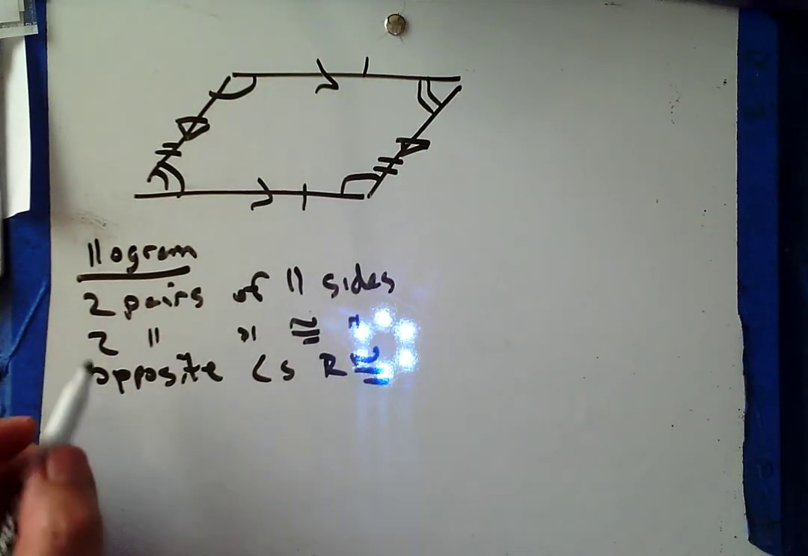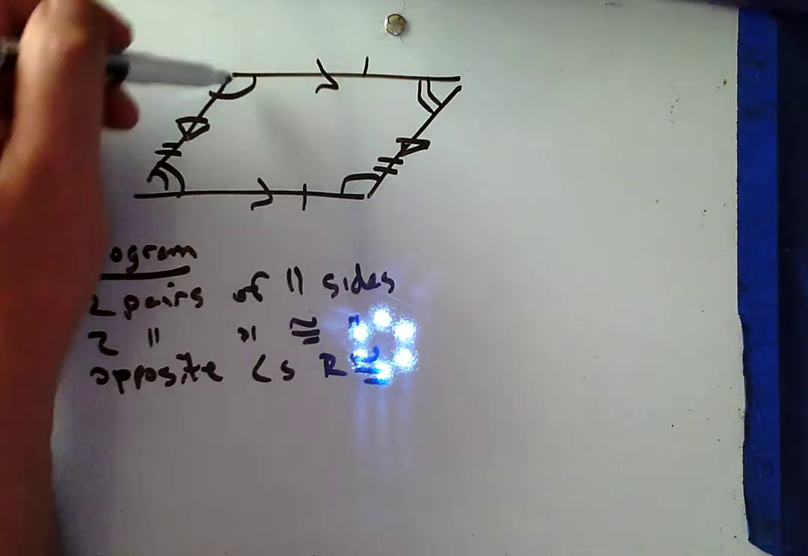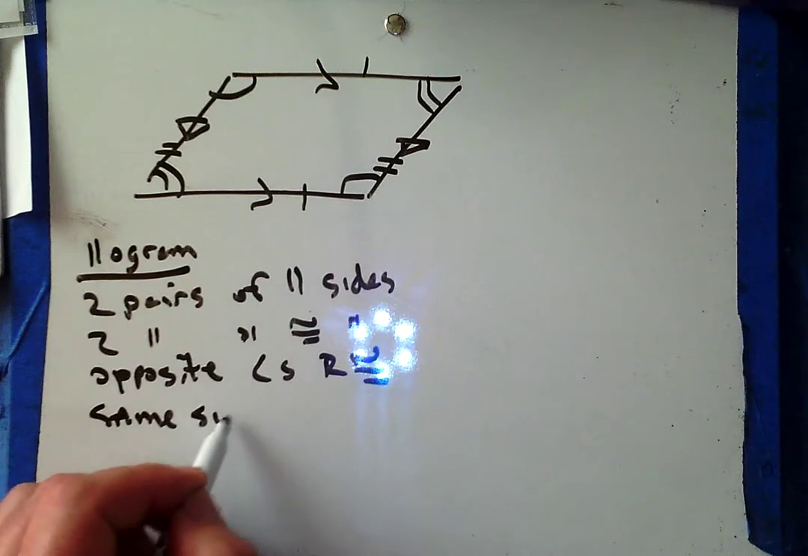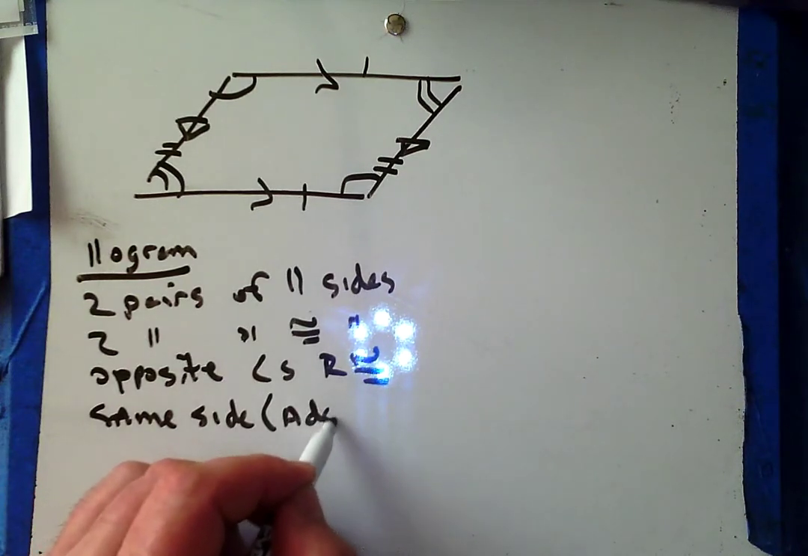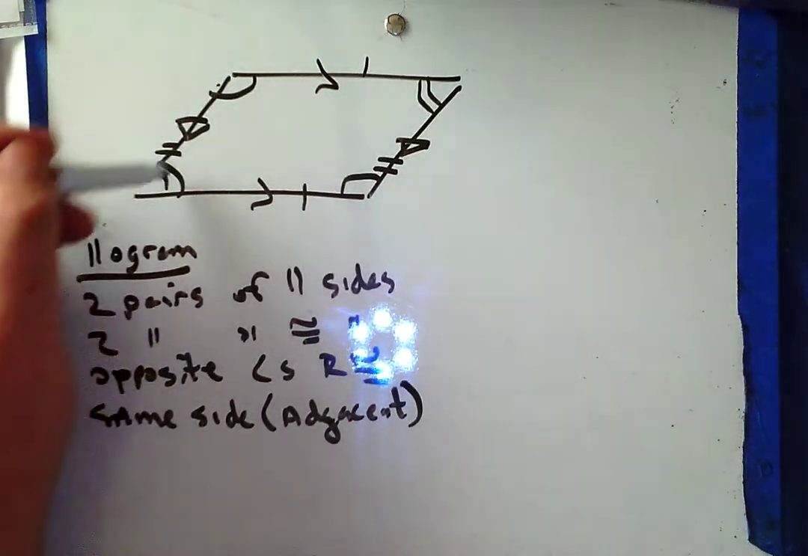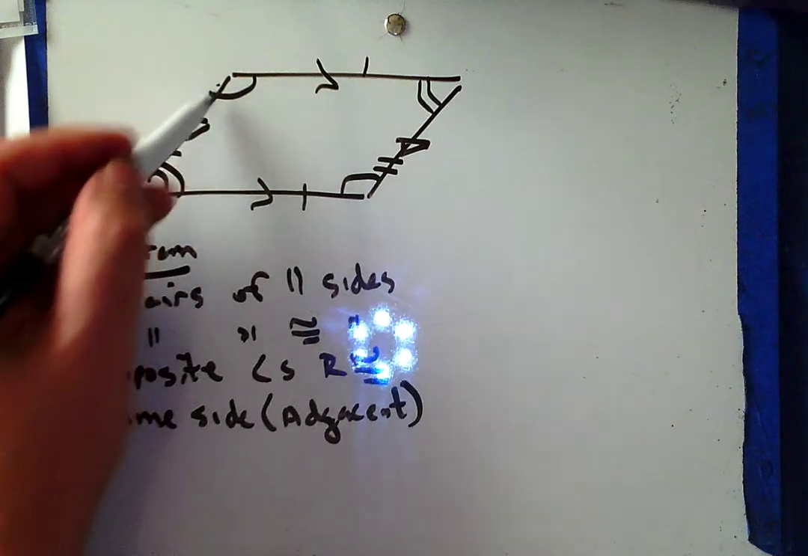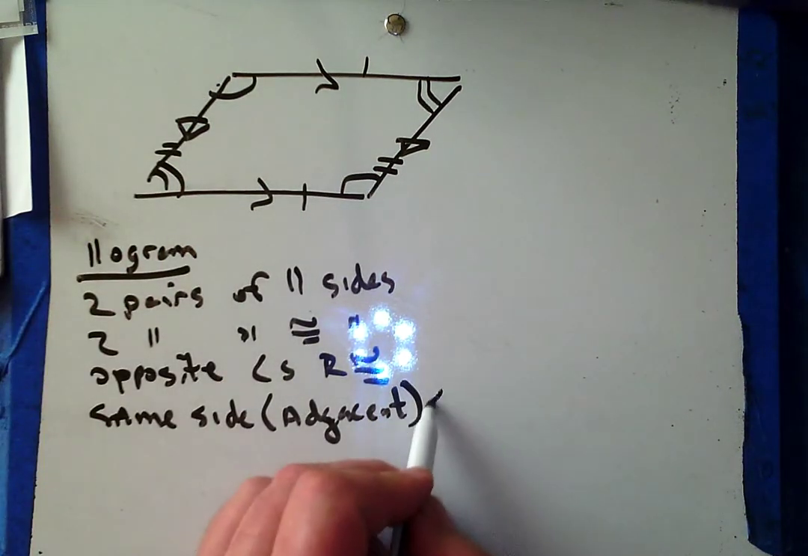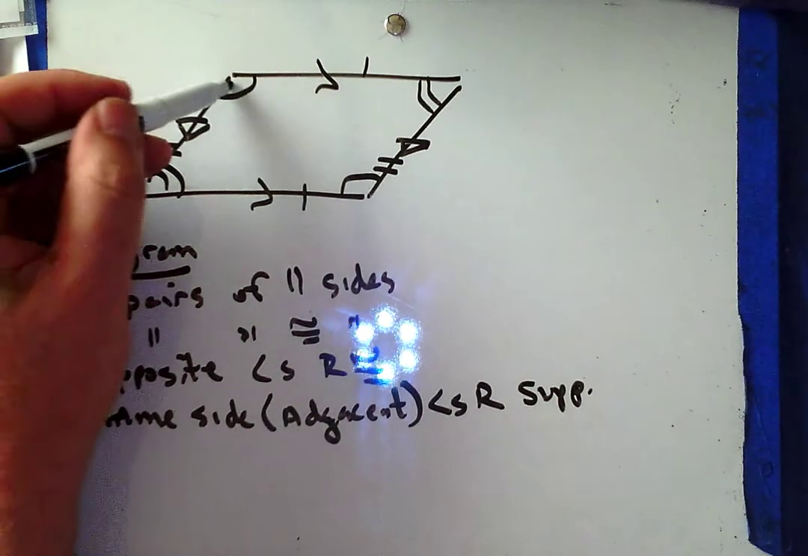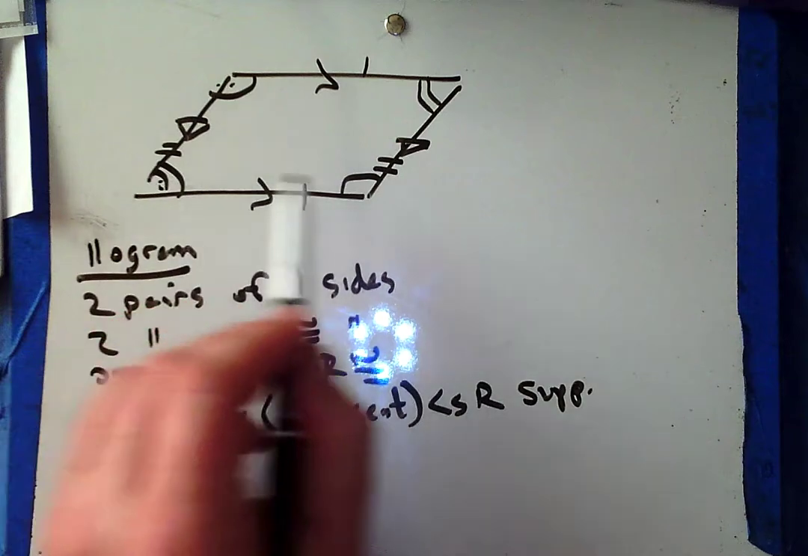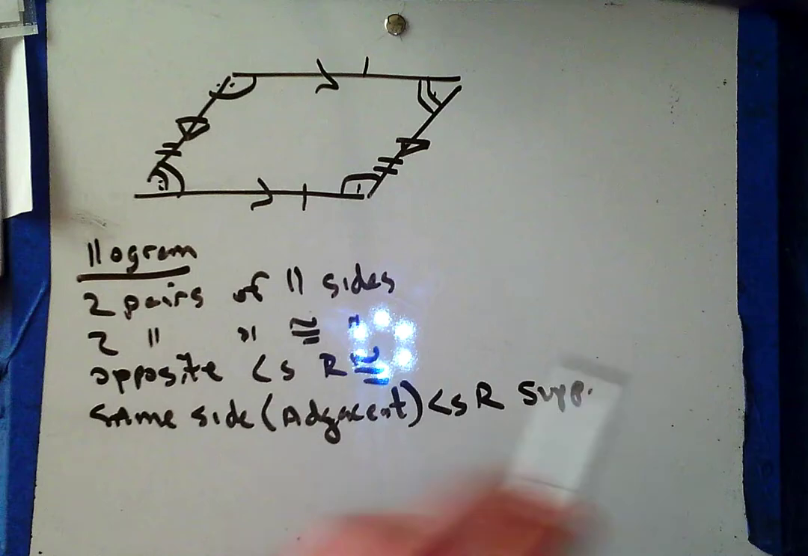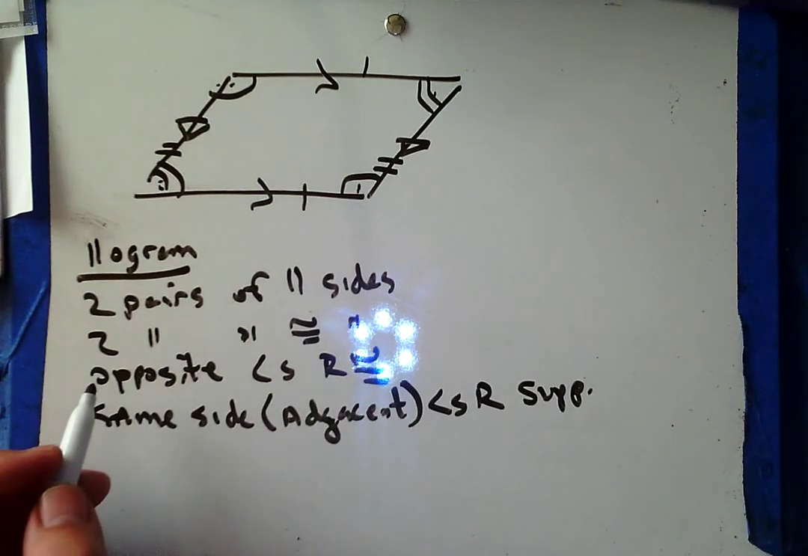I kind of want to call them same side. These are on the same side. These are on the same side. Same side. I think our book calls them adjacent, but I don't really feel comfortable with adjacent. These are considered adjacent because they share a side. Adjacent angles are supplementary. We know that this angle plus this angle will be 180, and this angle plus this angle will be 180, and this one plus this one will be 180. Okay, what else do we know?